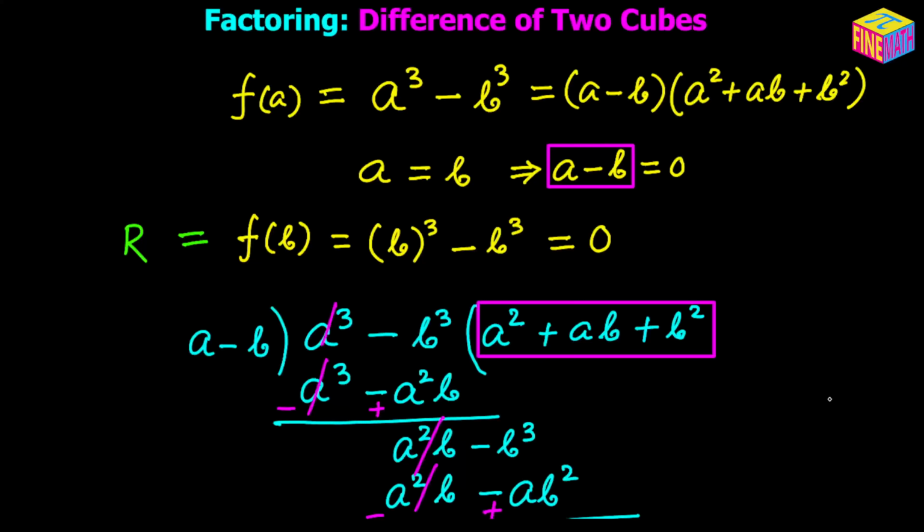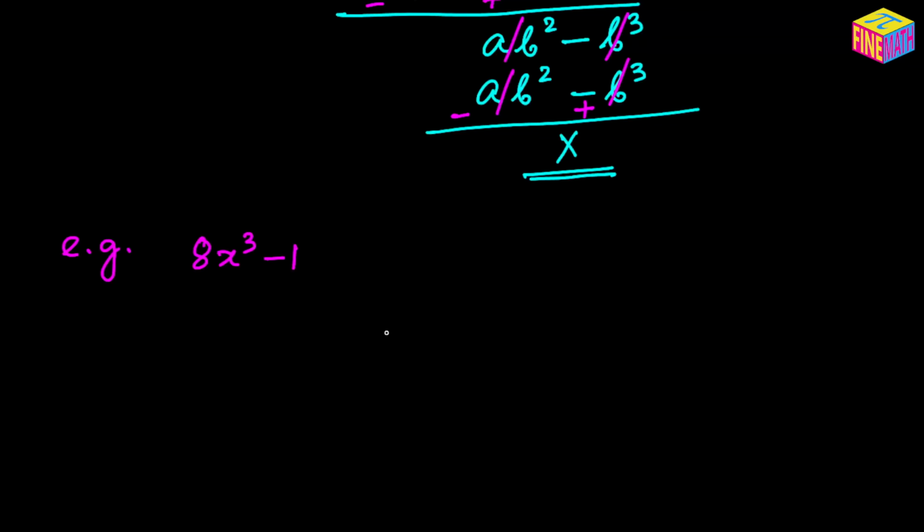Let's suppose we have an expression like this, 8x cubed minus 1. Now the first thing we should always do is check and see if there are any common factors. In this case there are no common factors between the terms. So then, because it's a binomial, we want to see whether it is a difference of two squares. In this case the answer is no, because there is no square here, it's rather a cube.